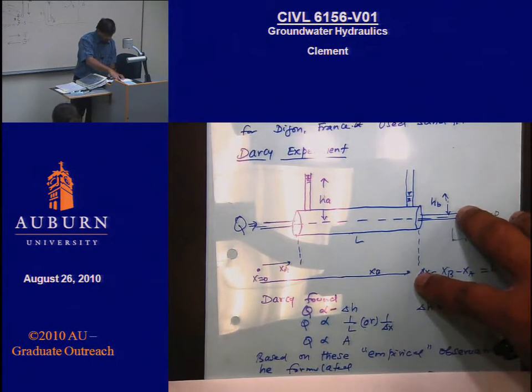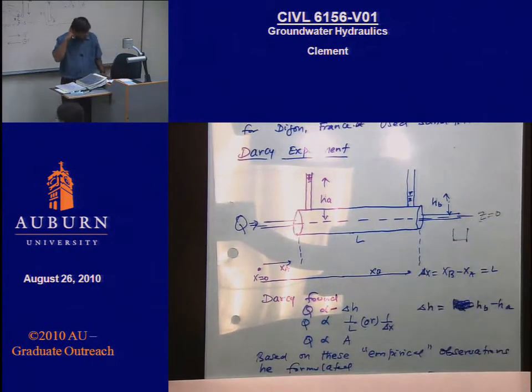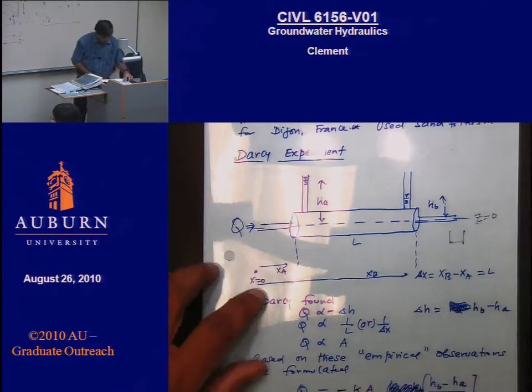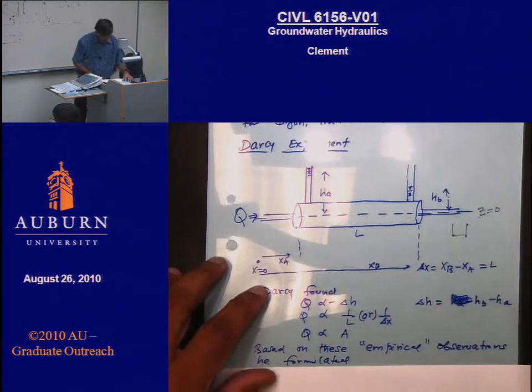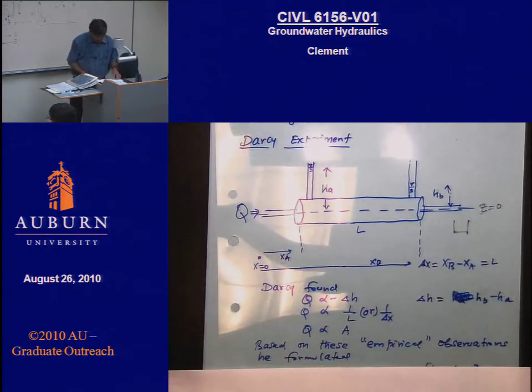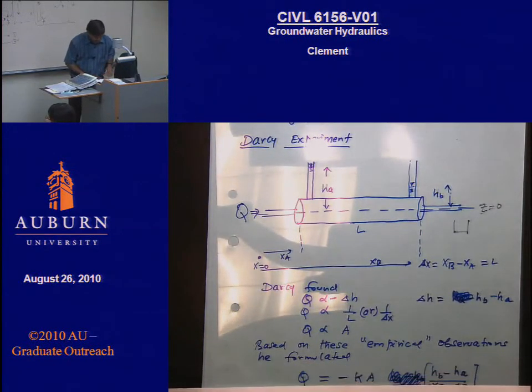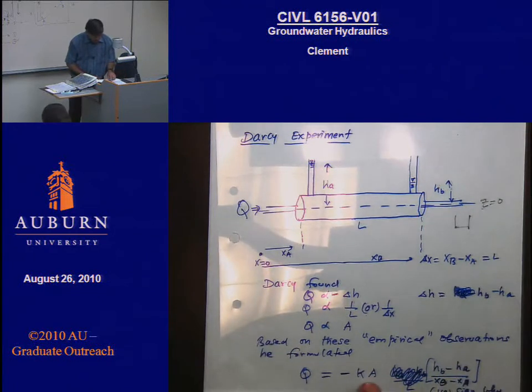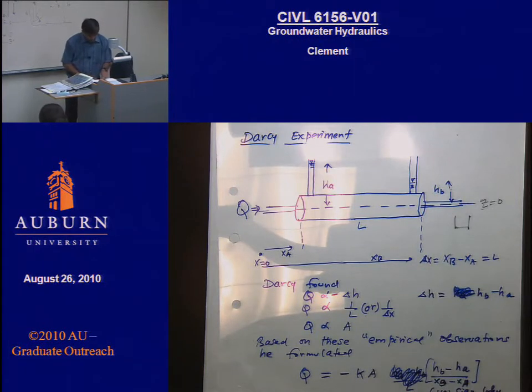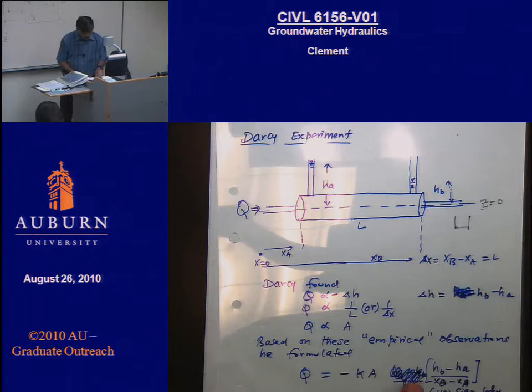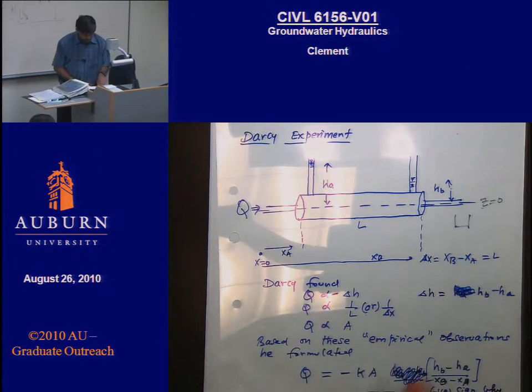Now, based on these empirical, experimental observations, he formulated that these are all proportional. So he said, okay, if that's the case, then Q should be proportional to A, proportional to delta H (use big H everywhere, don't use the small h), and inversely proportional to L.